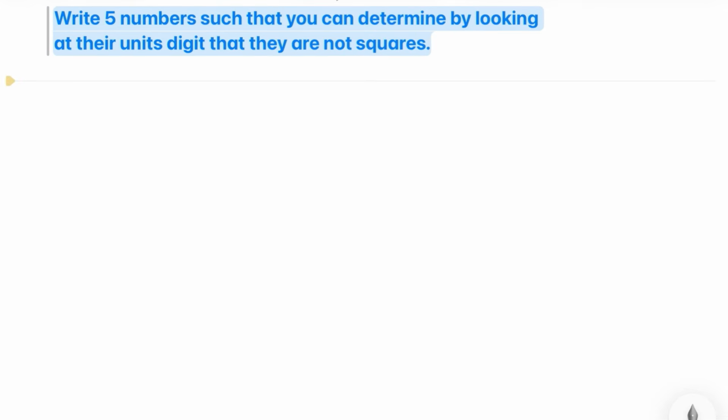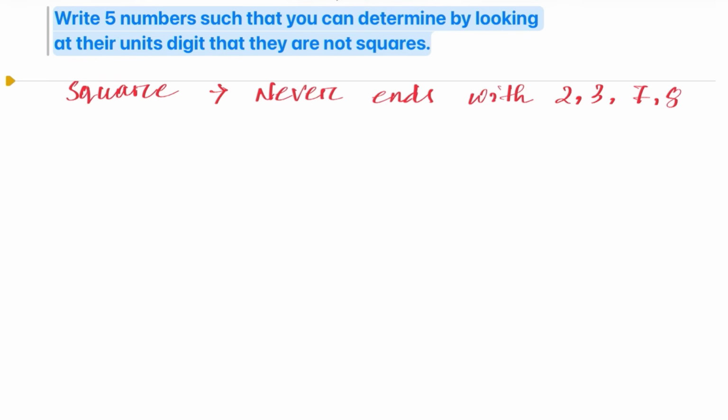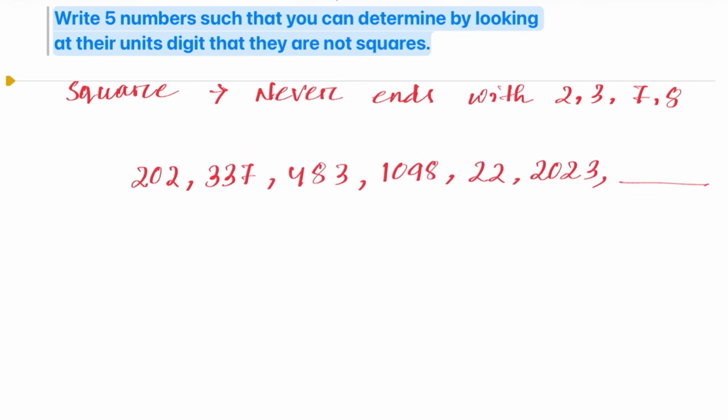Here is one more question. Write 5 numbers such that you can determine by looking at their unit digits that they are not squares. We know that square numbers never end with 2, 3, 7 or 8. So we can write any number which ends with these digits 2, 3, 7 and 8. Here you can see I have written some of the numbers. You can write many more numbers which have 2, 3, 7 or 8 at their unit place.